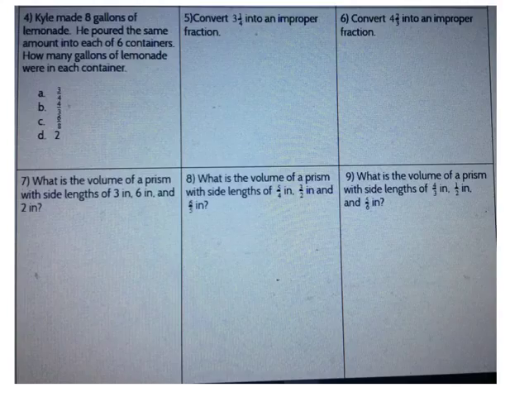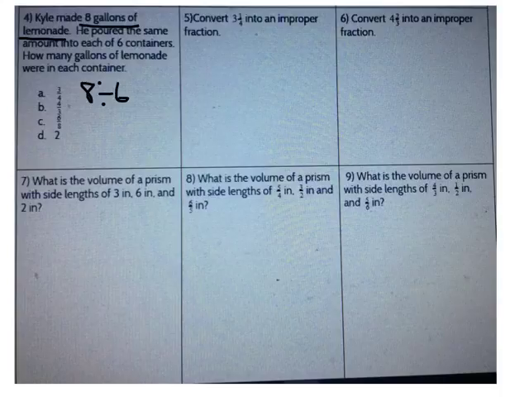Let's do a problem together. Kyle made 8 gallons of lemonade. He poured the same amount into each of 6 containers. How many gallons of lemonade were in each container? What's being split up? The 8 gallons of lemonade are being split up. So what division problem could I use to answer this question? I could use 8 divided by 6.